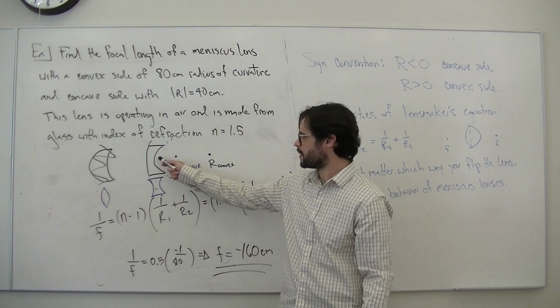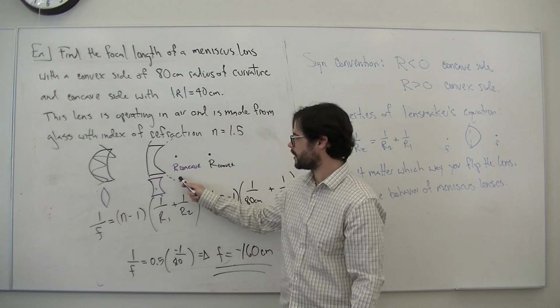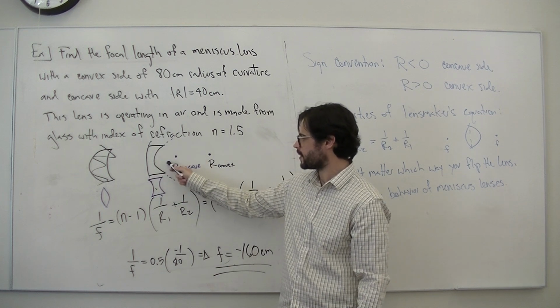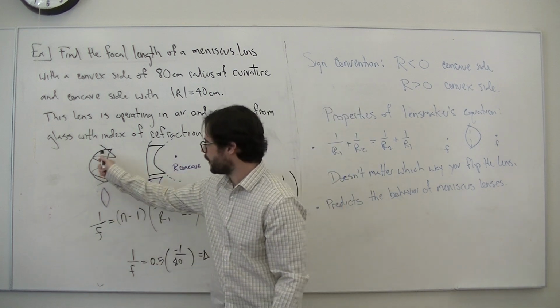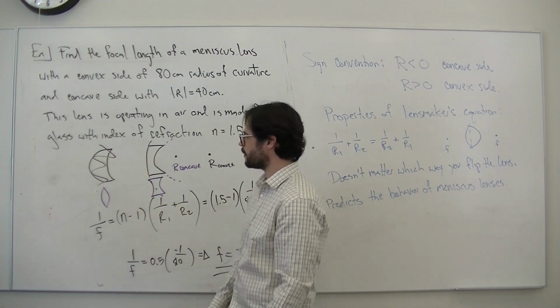So basically what happens is the shallower radius of curvature wins. So this really shallow radius of curvature, it's really, really deep. This side's going to win. This is the negative side. And this really deep side, the shallow radius of curvature, is going to win. This is going to be converging.